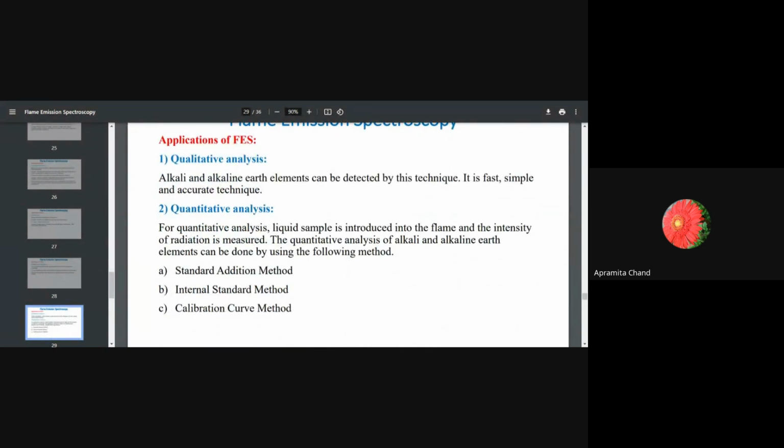Now, quantitative analysis, how will we do it? We can do this by three methods: the standard addition method, the internal standard method, and the calibration curve method. The calibration curve method, we already know how it is done. We'll just go through the standard addition one briefly. So here we are plotting the signal against the concentration of the solutions. The concentration of the solution is taken on the x-axis, okay, and the signal intensity on the y-axis.